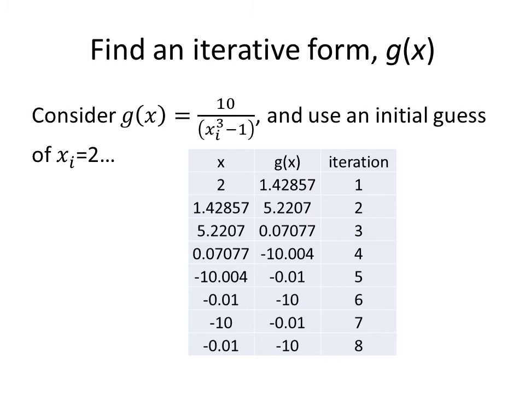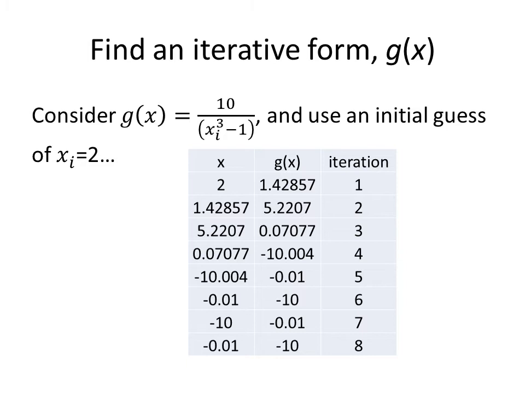So you can see with this formulation of g of x, when I go from one iteration to the next, I'll eventually bounce back and forth between a number very close to 0 and a number very close to minus 10. And I'm not zeroing in on the root that I was looking for. I'm just bouncing around in values of x. So I haven't converged to the solution. So this formulation did not work.